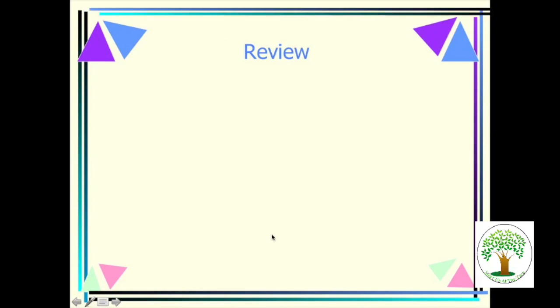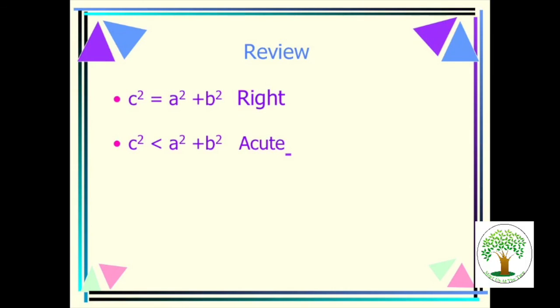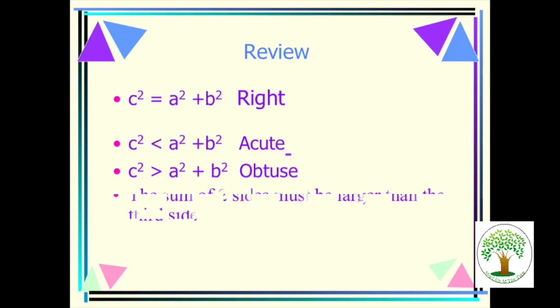All right, let's review really quick what we've done. This is what we've done today. We've decided if we have a right triangle by plugging into the Pythagorean theorem. If we get an equal, we know it's right. If it's less than, it's acute. And if it's greater than, it's obtuse. The sum of the 2 sides must be larger than the third side, just so we make sure it's a triangle altogether.